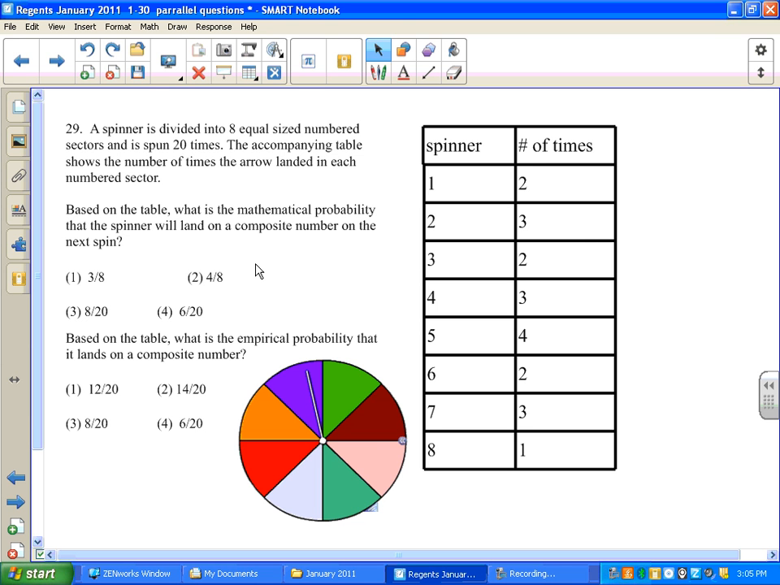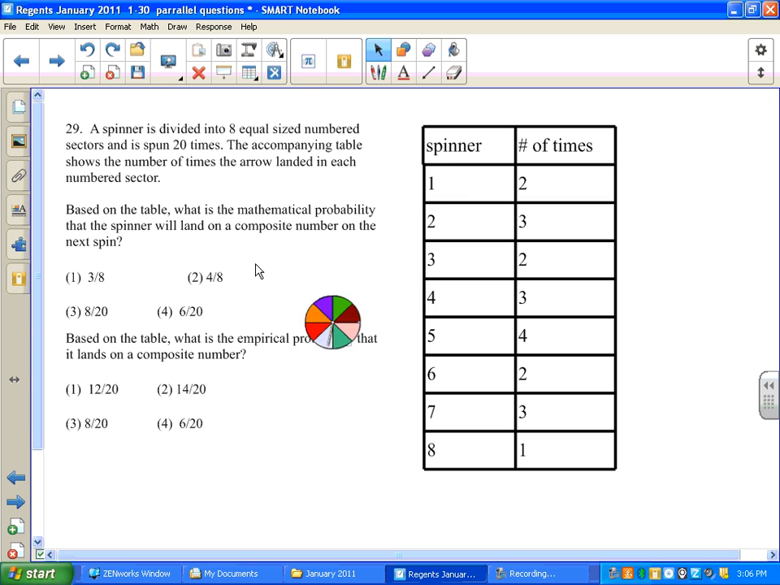So it hit number 1. It hit on block number 1 twice. Hit on block number 2 3 times, and so on. It hit on block number 5 4 times, which is the most. Hit on block number 8 only once. Are there 20 times when we add them up? Yes, it does come up to be 20.